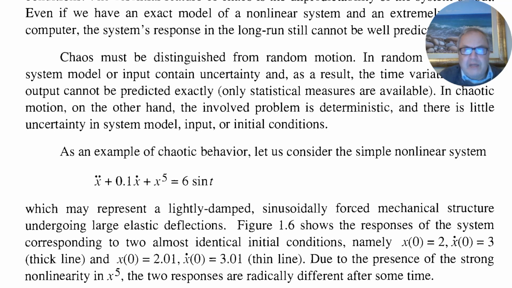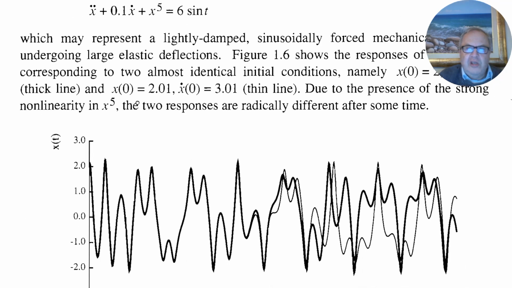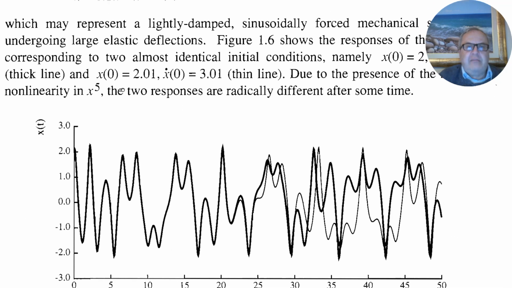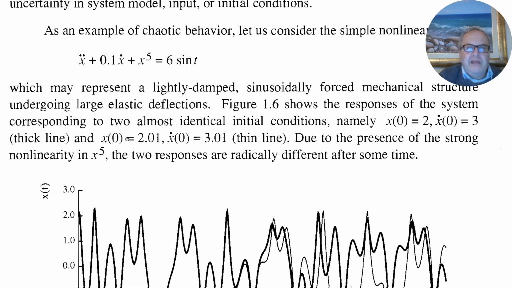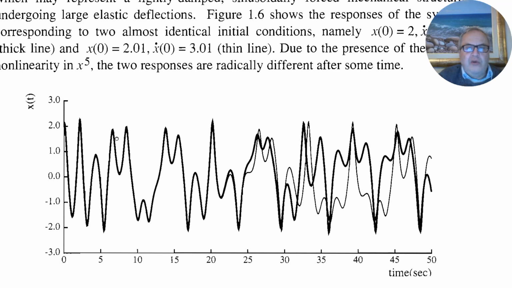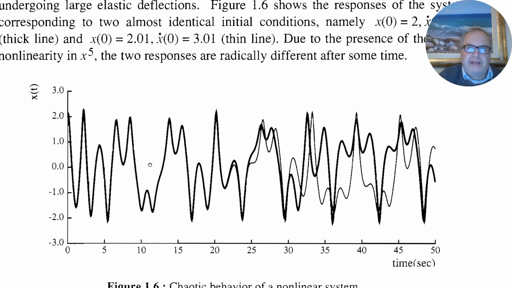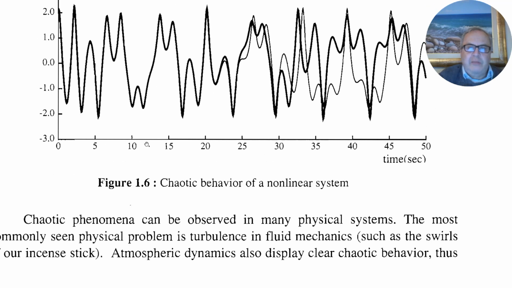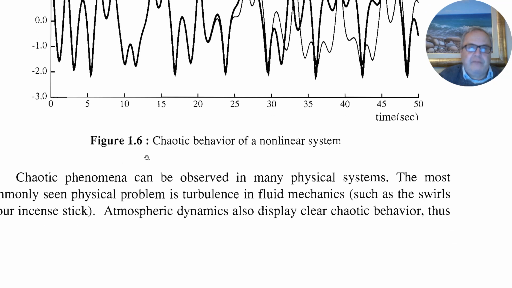It is not probabilistic, but it is very, very difficult to be described by simple mathematics. So this, for example, is the output in these systems. You cannot describe this curve with simple mathematics. This curve is not described by simple mathematics, and this is the chaotic behavior of a nonlinear system.